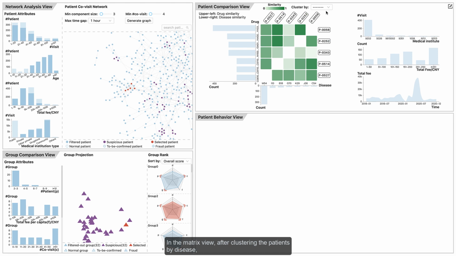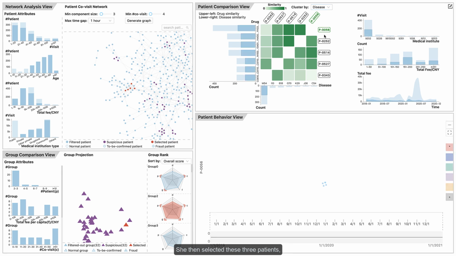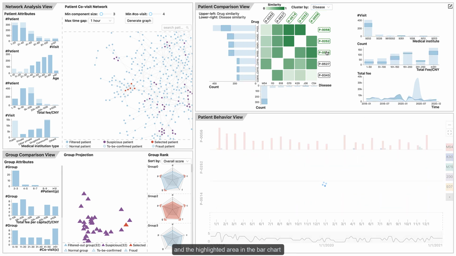In the matrix view, after clustering the patients by disease, she found that P0056, P0252, and P0514 had a high disease and drug similarity, with P0514 and P0056 having up to 90% disease similarity and the rest having more than 70% disease similarity between them. She then selected these 3 patients, and the highlighted area in the bar chart showed their distribution in each attribute relative to the entire group.